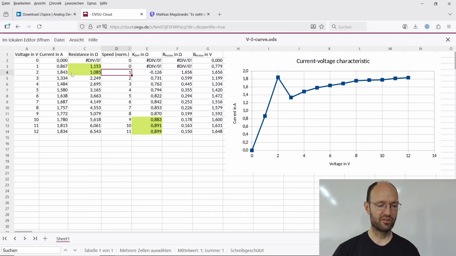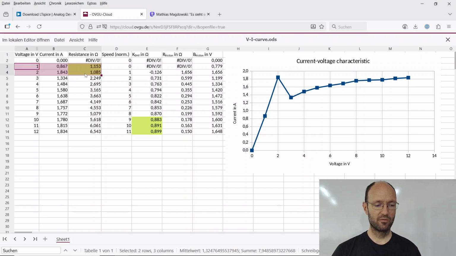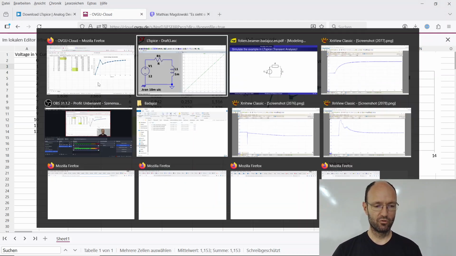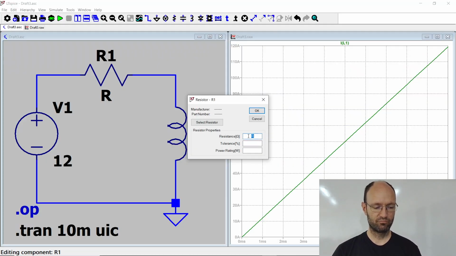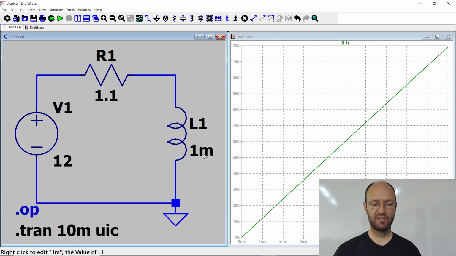oh, and I think this should be also 0 now. Okay, I cannot change the values here. I need to change this later on. But from the measurements where the motor was not running, we could get the resistance, and the resistance was maybe something like 1.1 ohm. So, okay, let's use 1.1 ohm here for the resistance and the 1 millihenry for our motor.